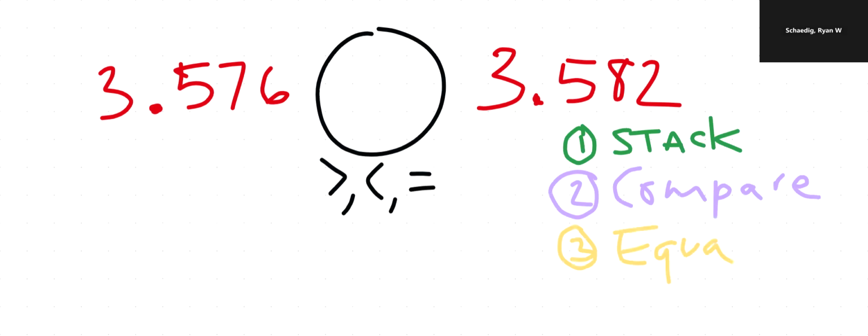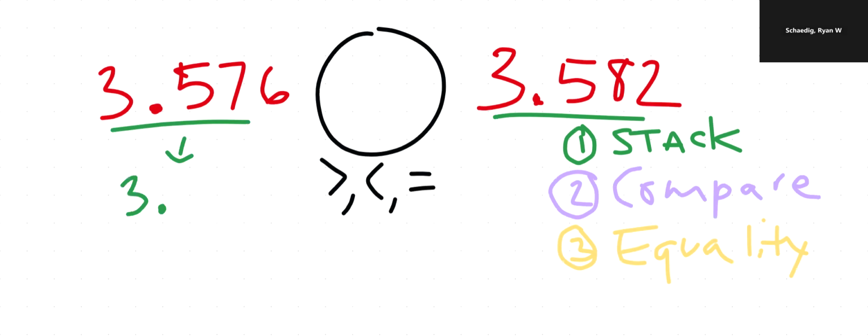So if we go into that thinking the first step, here is what I mean by stack. We're going to take our two decimals and stack them on top of each other. I'll do it in green because that's what it says here. So I'm going to rewrite this one here. I have 3 and 576 thousandths. And when I stack my second one, I want to stack them up by place value.